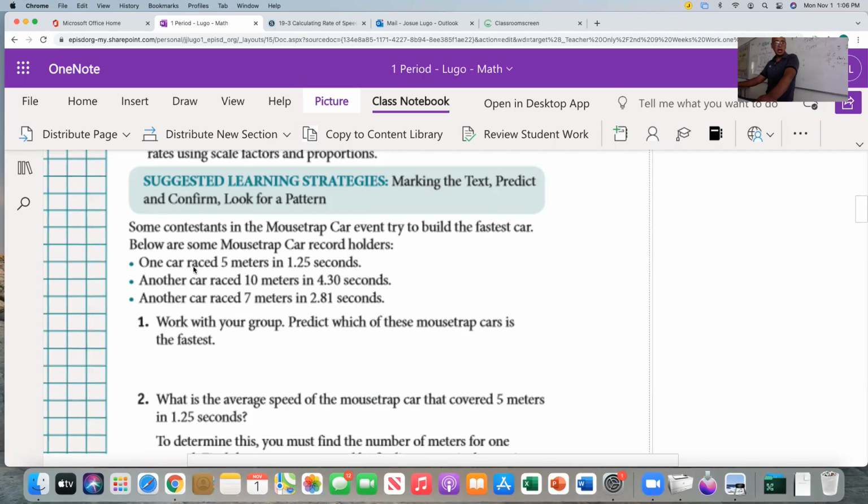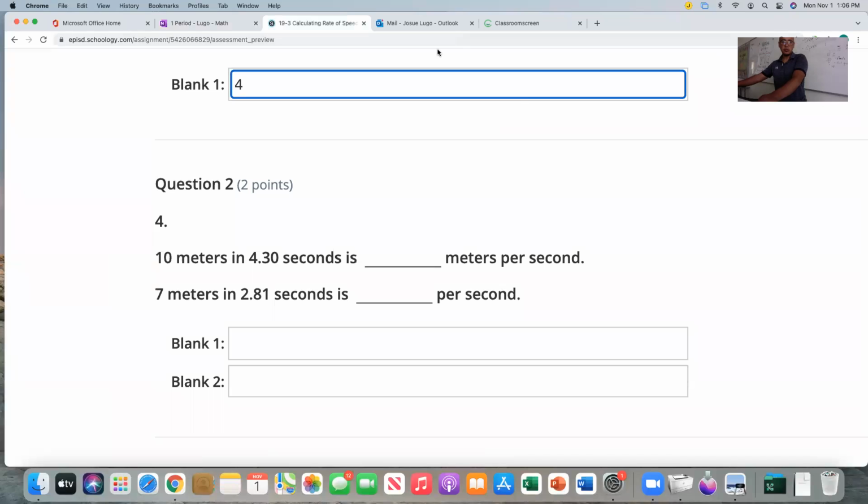Sorry about that. So lucky for us, those problems are already right here. Same exact problem. We have 10 meters in 4.3 seconds. 4.30, same thing as 4.3, is how many meters in 1 second?